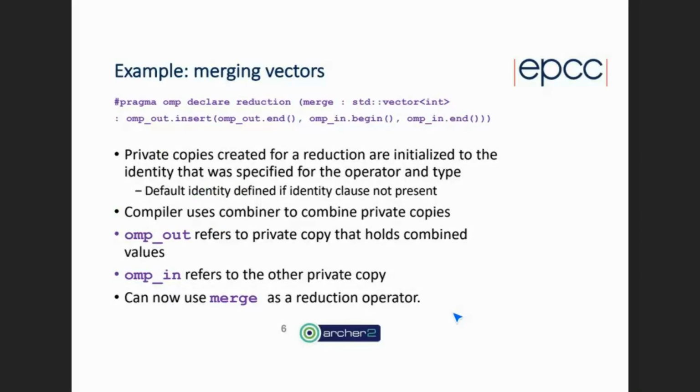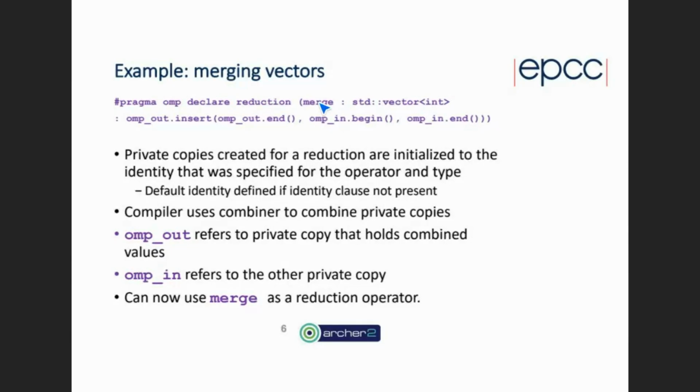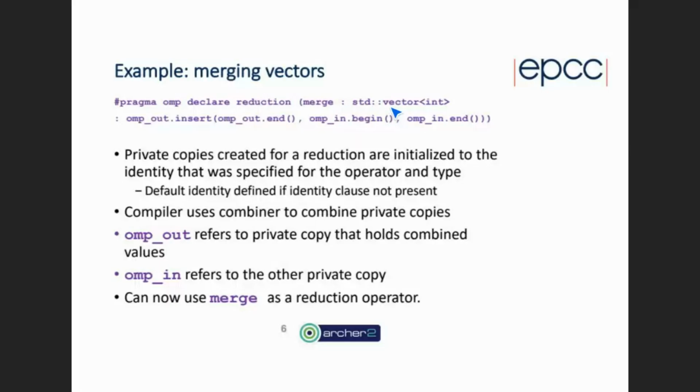Okay, so here's an example. Suppose we want to define a reduction operator that merges vectors together. It just concatenates vectors into one long vector. So we could use declare reduction here. We give it a name, call it merge. What type does it operate on? It operates on the std vector class specialized to ints. And then we give it an expression which says how to merge two vectors together.